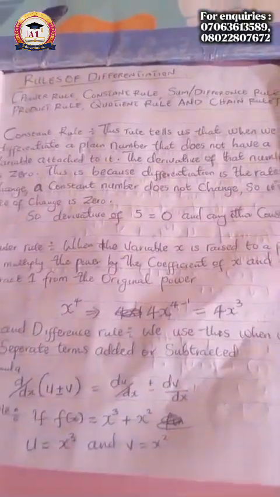That's what it means. Now, what that is telling us is that the derivative of that number does not change. The derivative of 5, 4, 6, any number that does not have a variable attached to it, is zero. The rate of change of that number is zero because it's a constant, it does not change. Okay, thank you. Let's move to the next one.